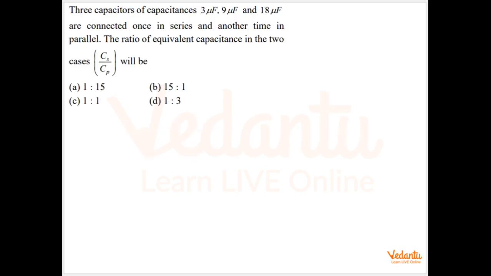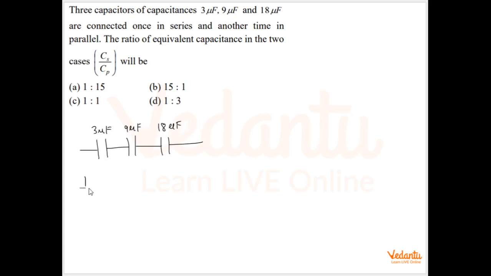In this question, 3 capacitors are first connected in series and then connected in parallel. We have to calculate the ratio of equivalent capacitance in the 2 cases. So first let's connect them in series. I have 3 microfarads, 9 microfarads and 18 microfarads.